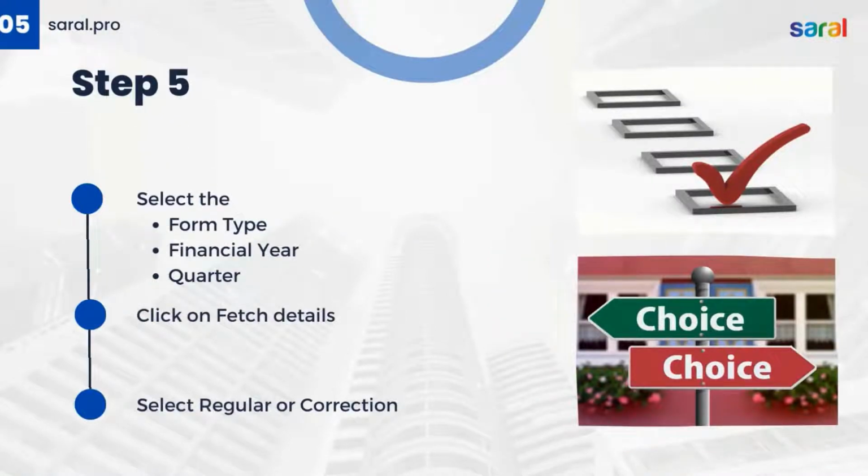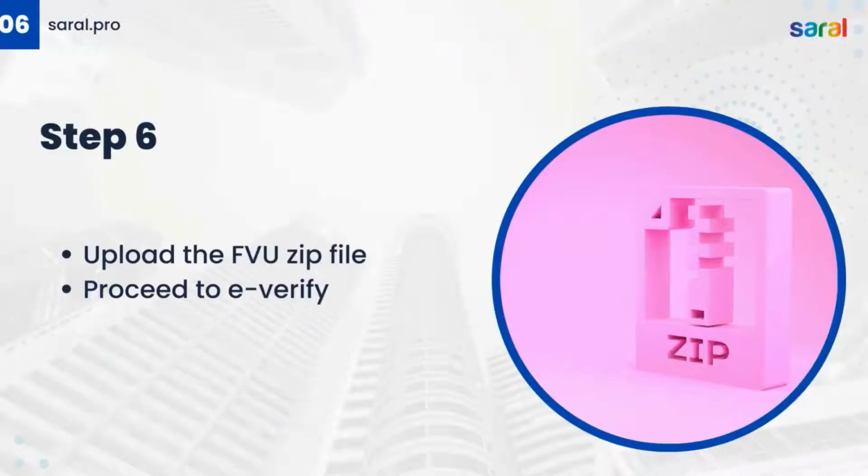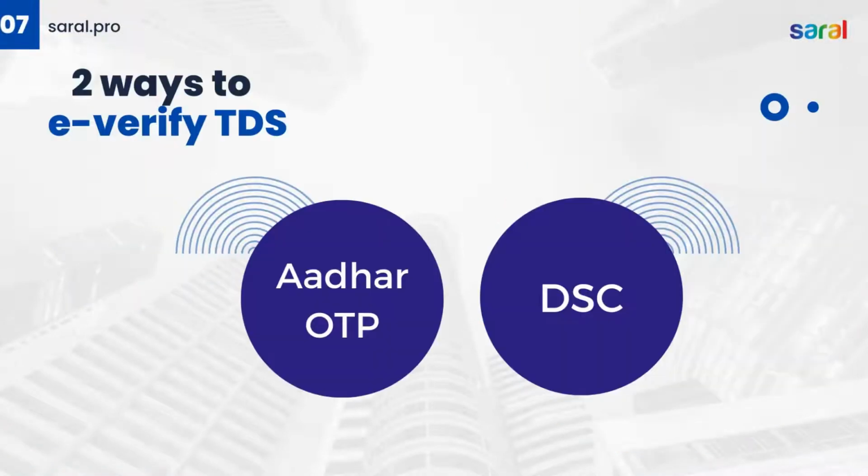Now, you need to select the form type, financial year and the quarter, and then click on Fetch Details. Once the details are fetched, you need to select the upload type, that is regular or correction. Now, upload the FBU zip file and then you can proceed to e-verify.